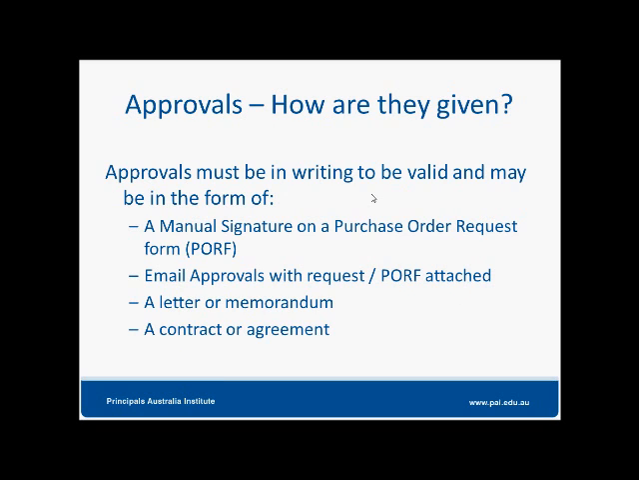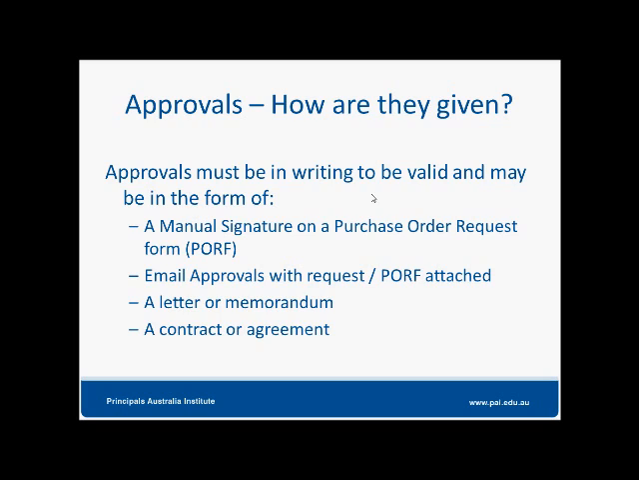How are approvals given? They must be in writing to be valid, and that may be a manual signature on the purchase order request form, or an email approval with the request attached. So you might send an email to, for example, Jeremy, and say, Jeremy, I've got a purchase order here that's been requested by one of the project officers for travel. Would you please approve it? Jeremy emails back, yes, I've looked at that, approved.